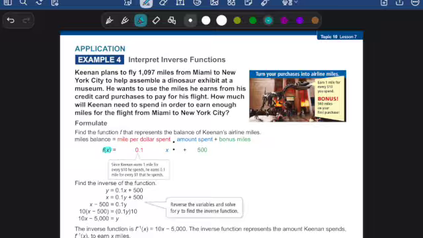So all I did was I switched the values, right? So we're thinking of inverse functions. So he will earn 1/10 of a mile per dollar. And if I multiply that by x, which would be the amount of dollars spent, plus the number of bonus miles, we will have how many miles he has left. Okay? So we're writing the inverse function. That would give us y equals 0.1x plus 500.